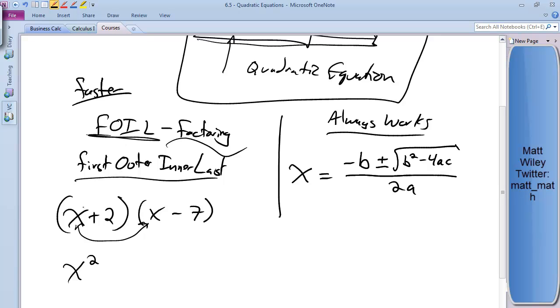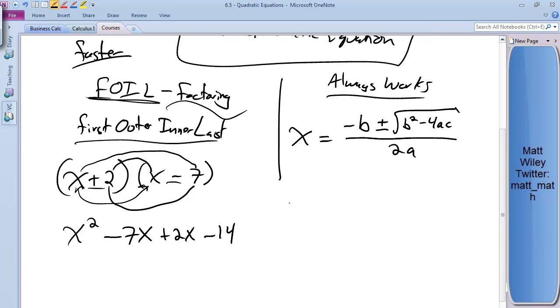Then I multiply the outer parts together, so I get negative 7 times x. I multiply the inner parts together, and that gives me plus 2x. And finally I multiply the last two parts together. 7 times 2 gives me 14, and a negative gives me negative 14. Then I combine like terms. Negative 7x plus 2x gives me negative 5x. So x squared minus 5x minus 14. That's where foiling comes from.